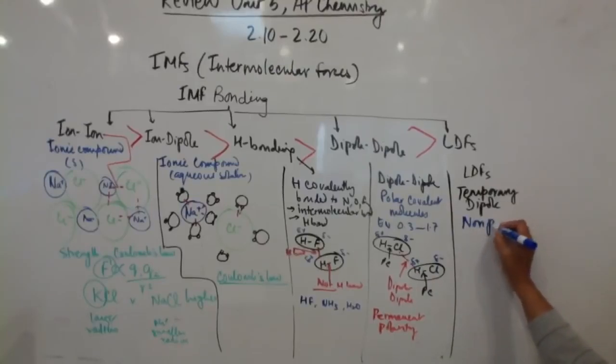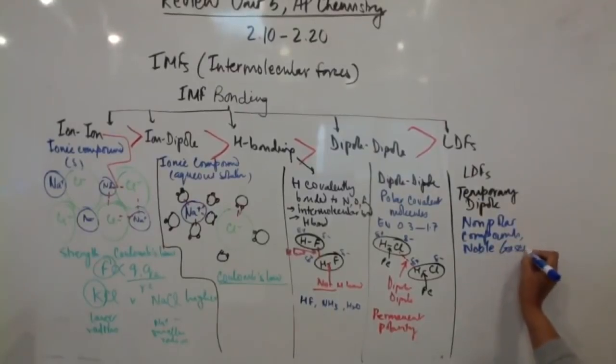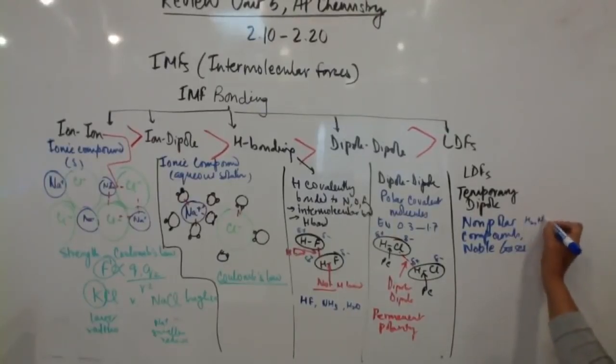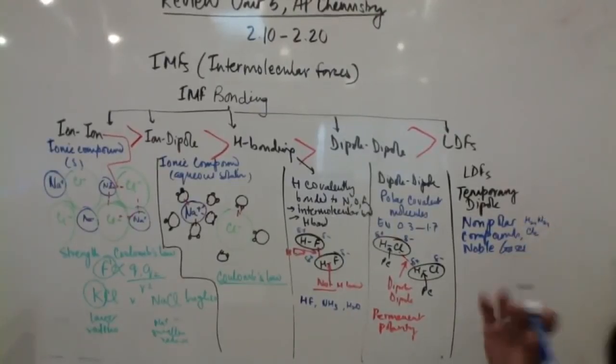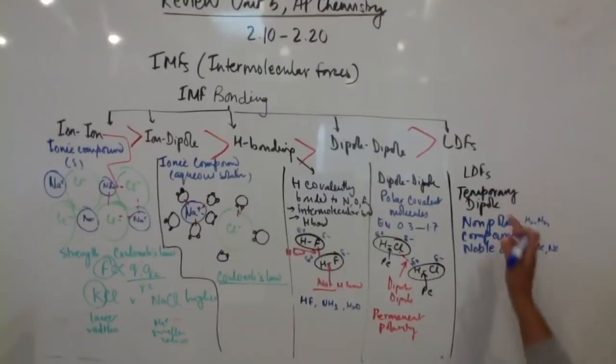So they are significant in non-polar compounds and noble gases, because there are no other bonds in noble gases. Okay, so non-polar compounds, you can think of it when you have like H2, N2, Cl2, when two of the same atoms are bonded to each other. Noble gases are helium, neon. When they are by themselves, then this is London dispersion forces.